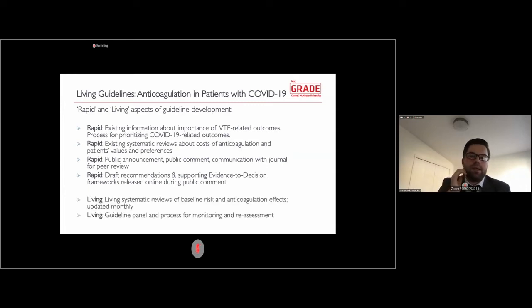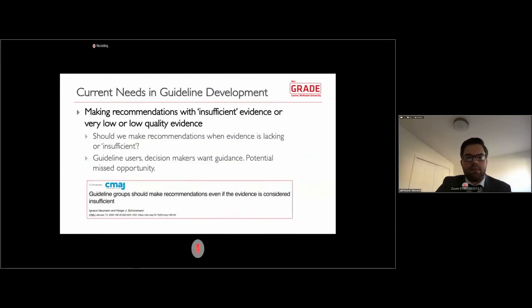And in terms of the living components, living systematic reviews were conducted for baseline risk information and anticoagulation effects, which will be updated monthly now for the living phase of the guideline for the next year. And in terms of the living component with respect to the guideline panel, we will maintain a standing living guideline panel and a process for monitoring and reassessing the recommendation as new evidence becomes available. So I'll pause for any questions and comments there on the living approach for guideline development.